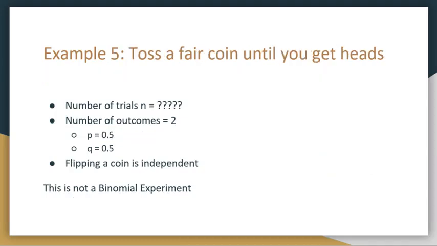Now, here's another common scenario. Toss a fair coin until you get heads. There's 2 outcomes, heads or tails. Flipping a coin is independent, but we don't know how many trials. We could get heads on the first try or the 7th try. We don't know. And if it's not fixed ahead of time before we start, then it is not a binomial experiment.